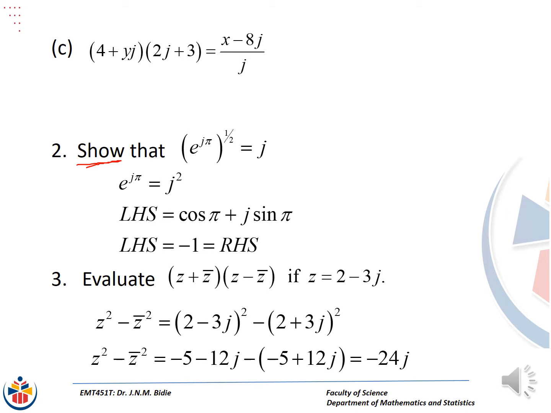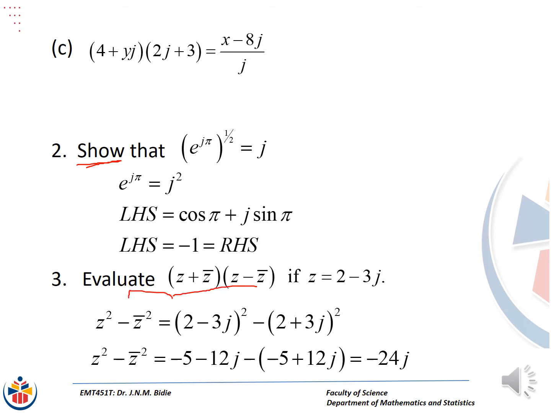And then number 3, z plus z bar times z minus z bar, and we're given that z is equal to 2 minus 3j. We need to recall that z bar represents the complex conjugate of z. So if we've got z equal to 2 minus 3j, then z bar is 2 plus 3j. So what I did was to remember also that this is a difference of 2 squares.